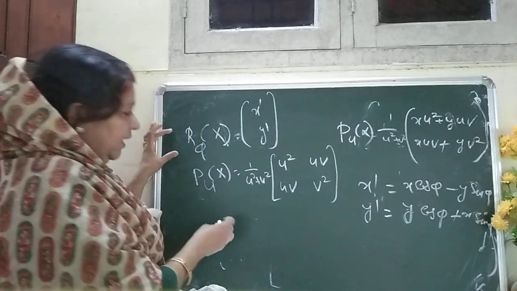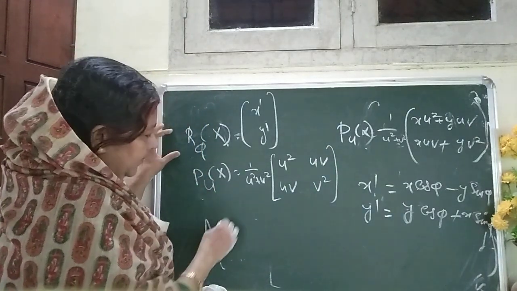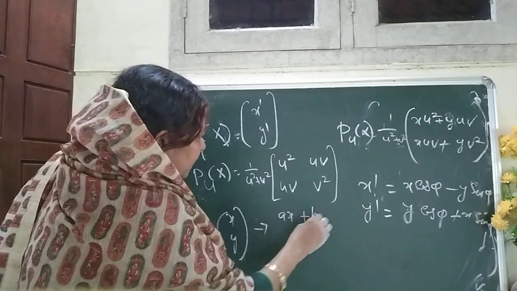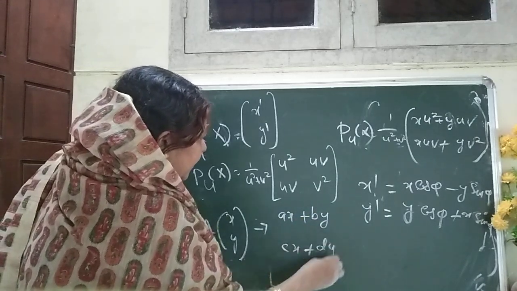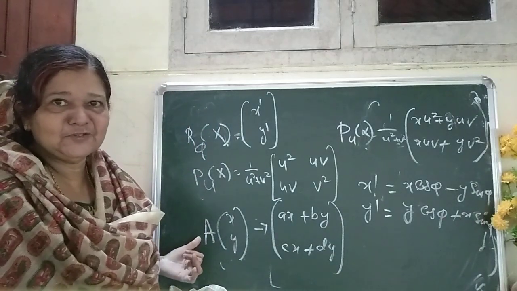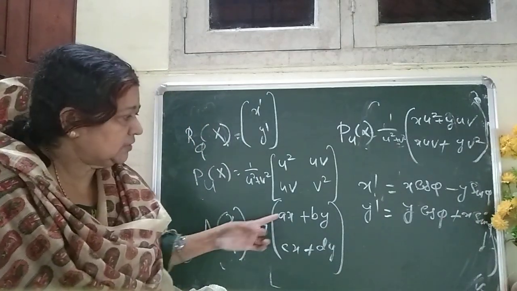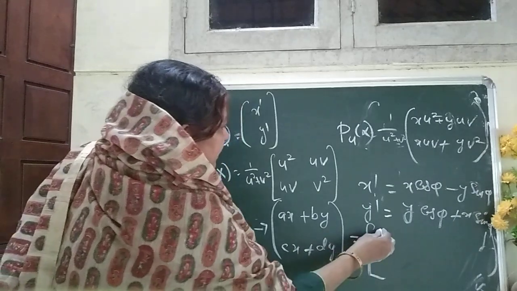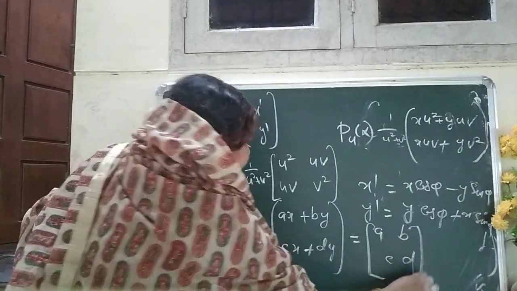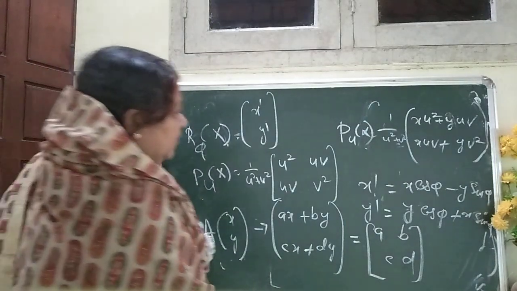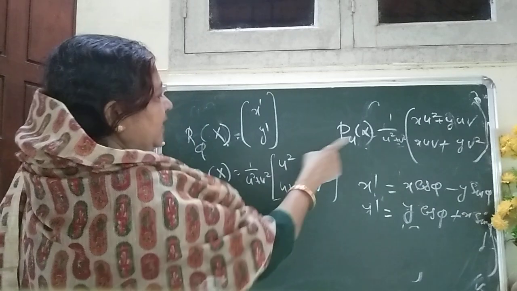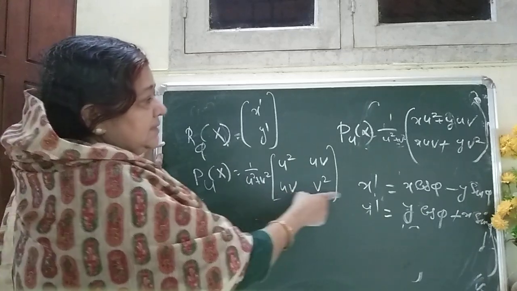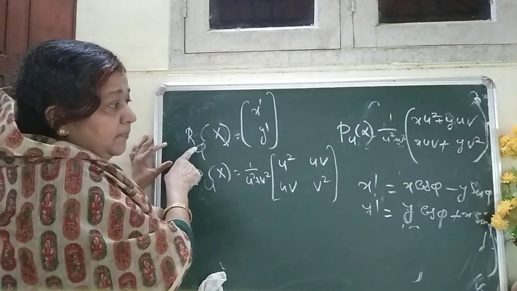Or generally, if any transformation A makes (x, y) into (ax plus by, cx plus dy), then the corresponding matrix is A, B, C, D. Similarly, for this transformation, 1 by (u² plus v²) times u², uv, uv, v² is the matrix. Similarly, for this rotation, what may be the matrix?